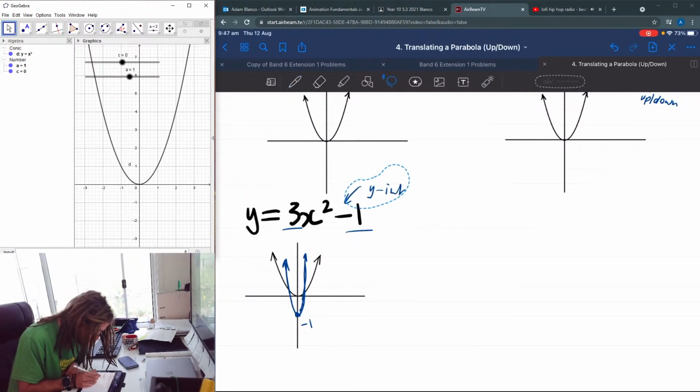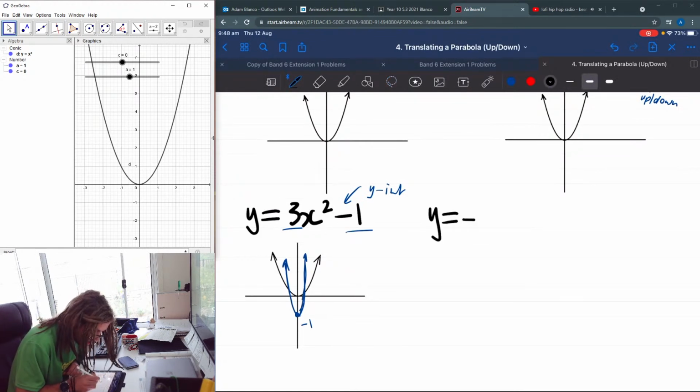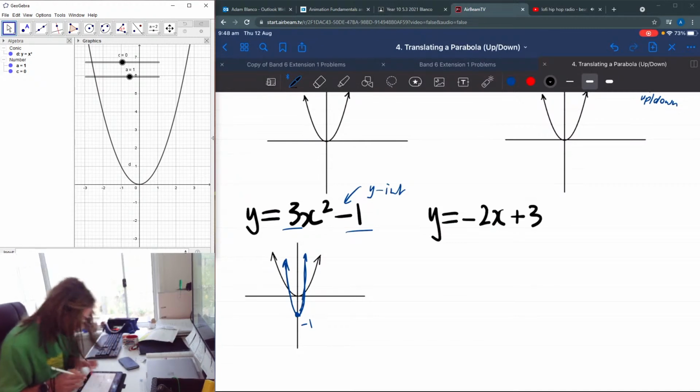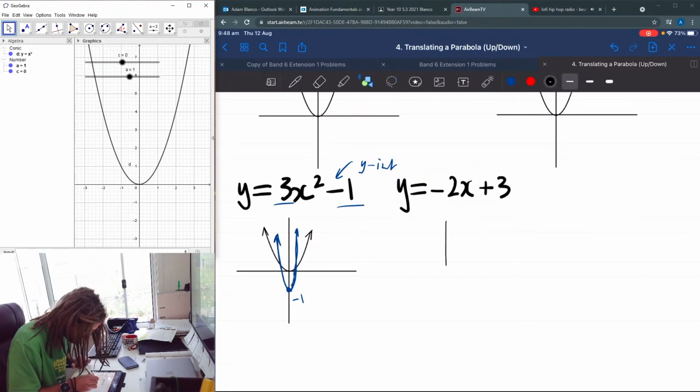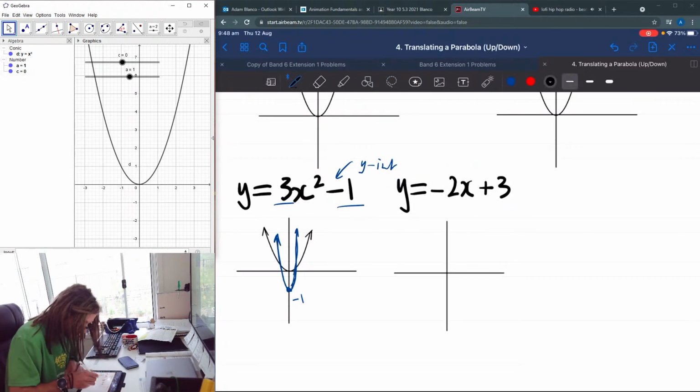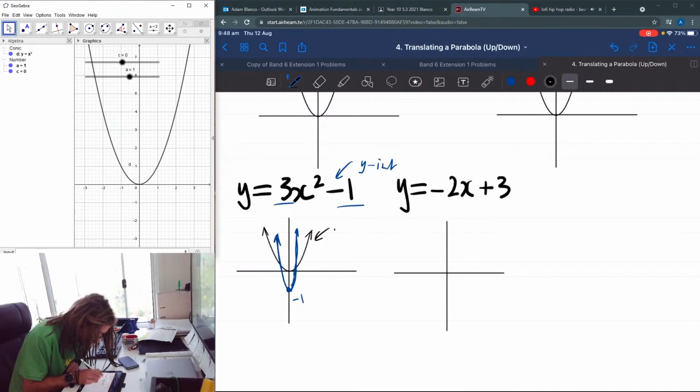Let me move that so I can do another one. Let's go y equals -2x plus 3. Let's do that. Let me move that. So if I would draw another graph, again, I'm relating it to the original. So that one is the original.